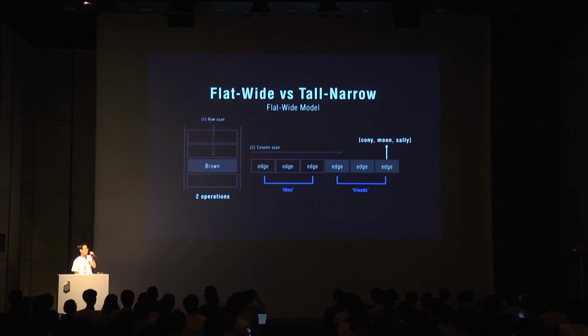In a flat-wide model, it requires one row scan to search for Brown and one column scan to search for Friend's edge. Depending on how columns are ordered, it may take a long time to complete the column scan.